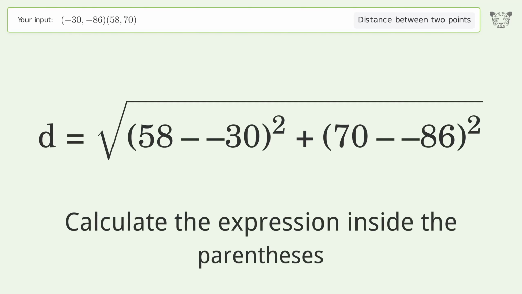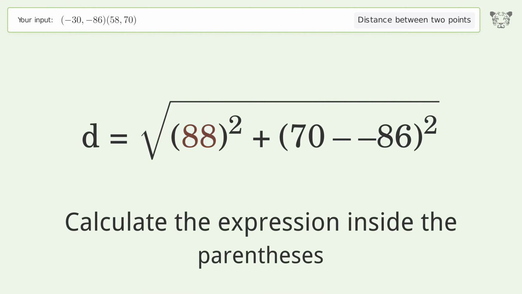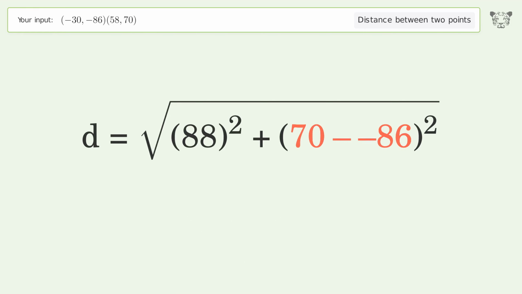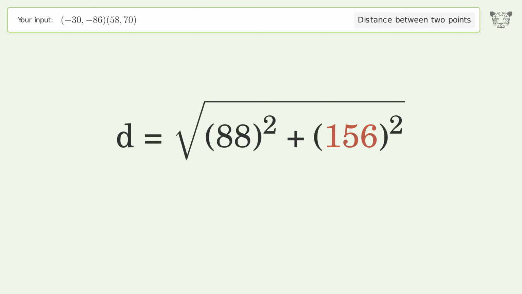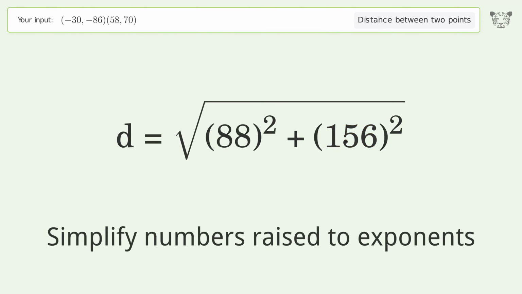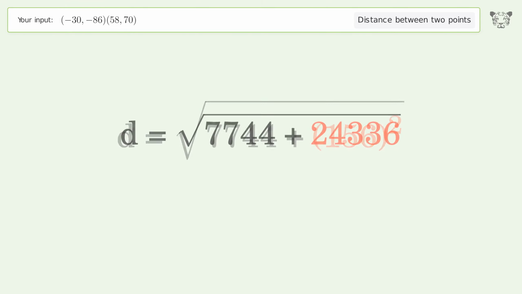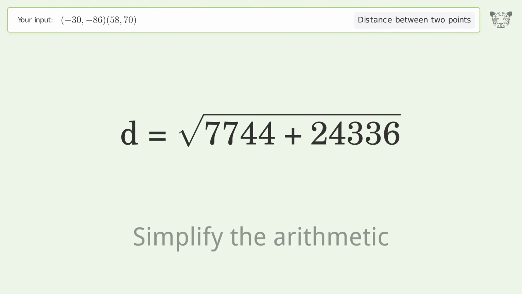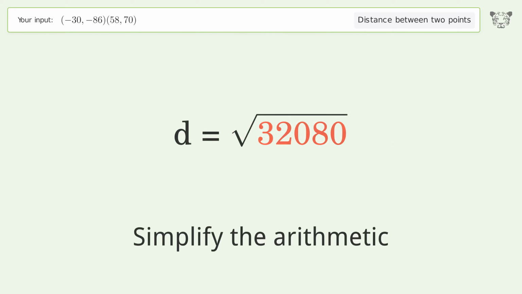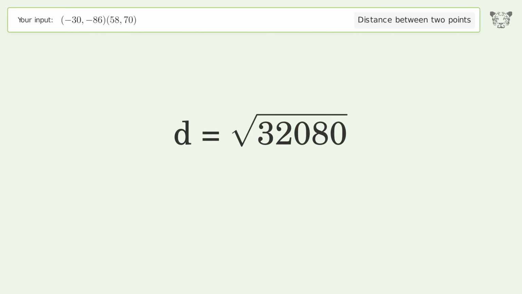Calculate the expression inside the parentheses. Simplify numbers raised to exponents. Simplify the arithmetic. And so the distance between the 2 points is the square root of 32,080, or 179.109.